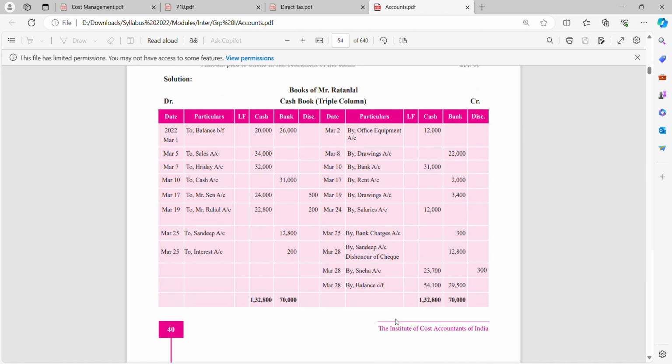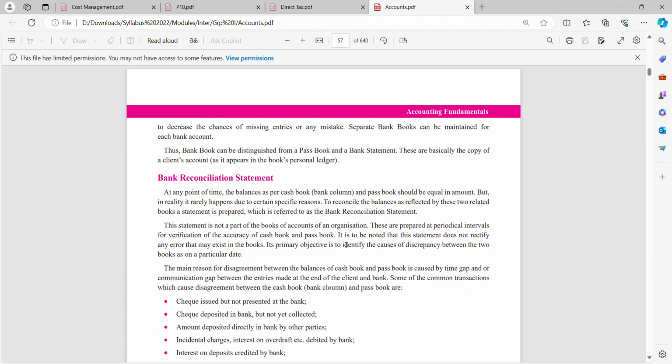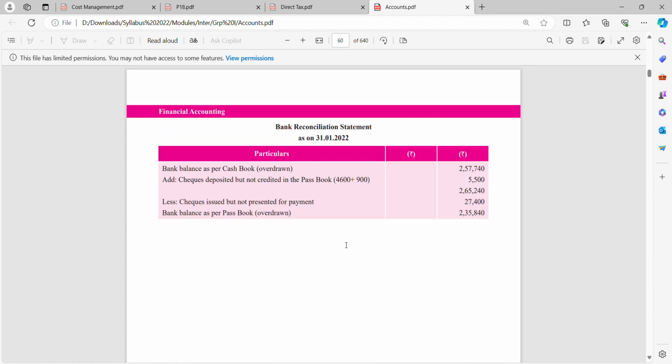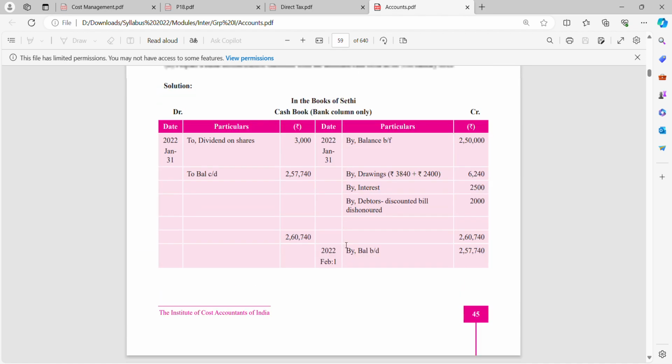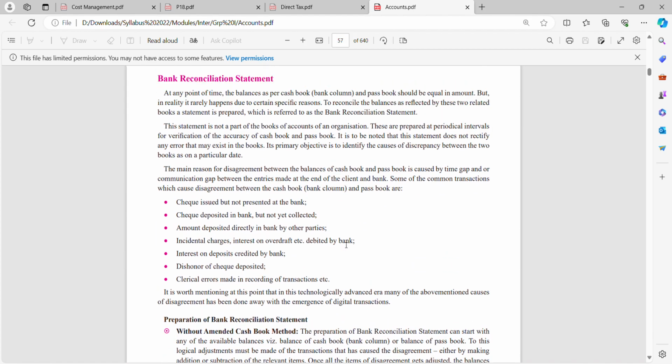So what we are supposed to do here is, in the books of Mr. Ratan Lal, I'll prepare a triple column cash book, and accordingly I'll bring my opening balance, I'll go for my sales transactions, my income transactions, my expenses transactions under this triple column cash book. So from here we have numerical problems for this chapter. For numerical problems, I'll go for one more video lecture.